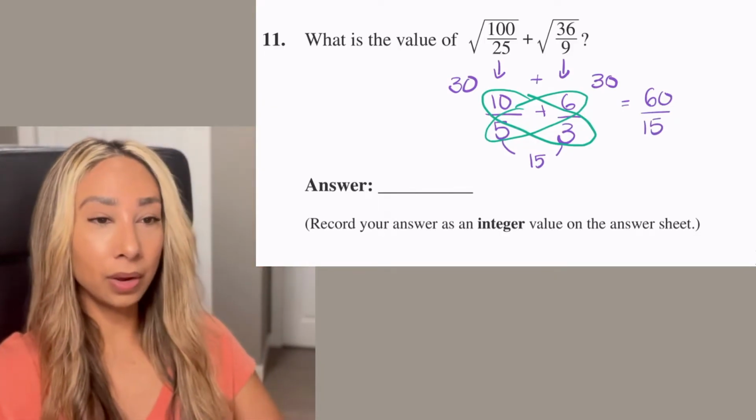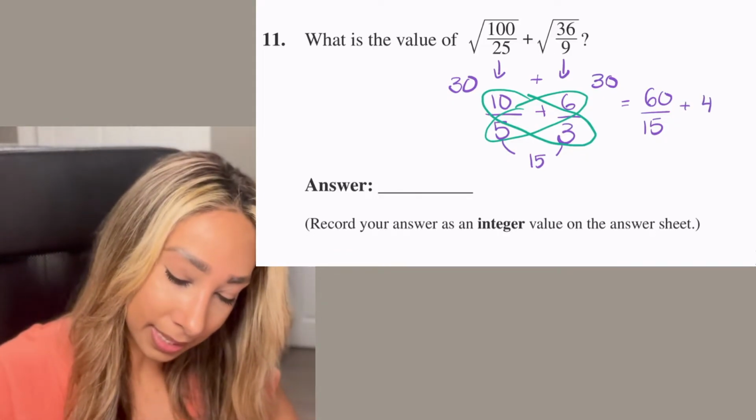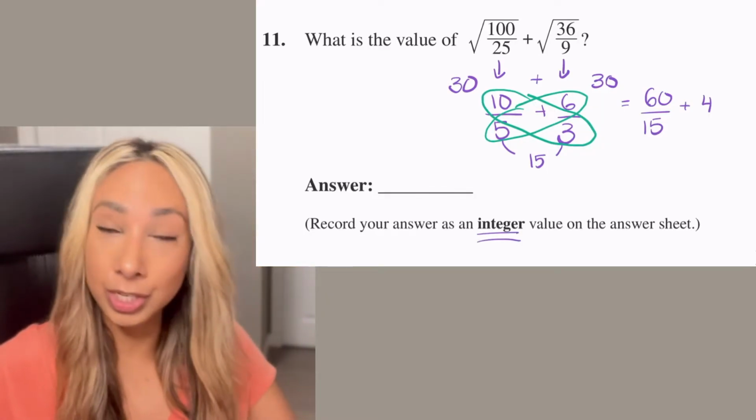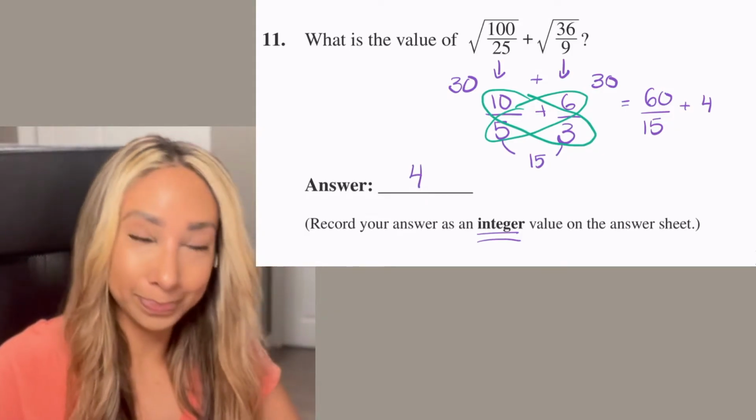So now I have to think, okay, how many times can 15 go into 60? That's going to give me 4. And look at that. Our question says to record the integer. So our integer for this question is just going to be 4.